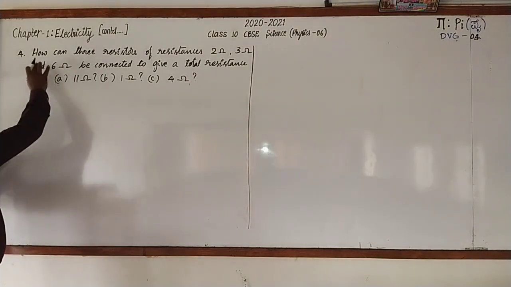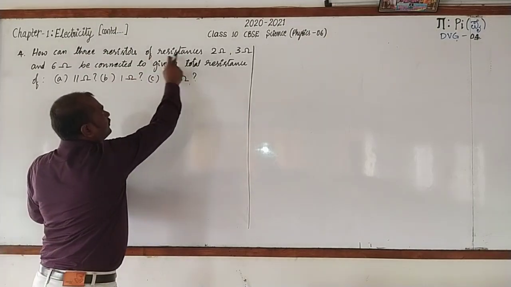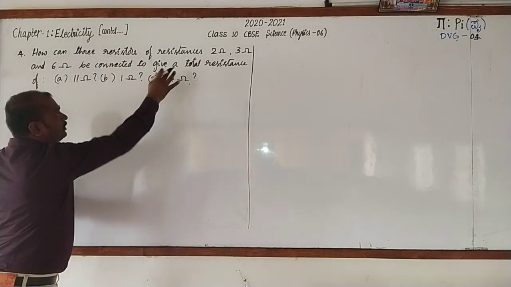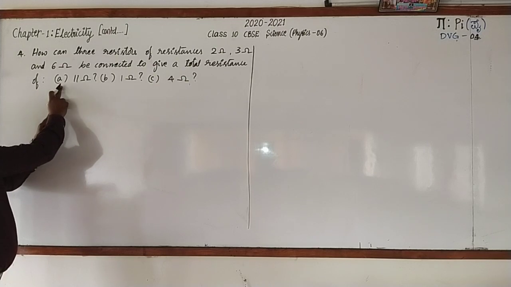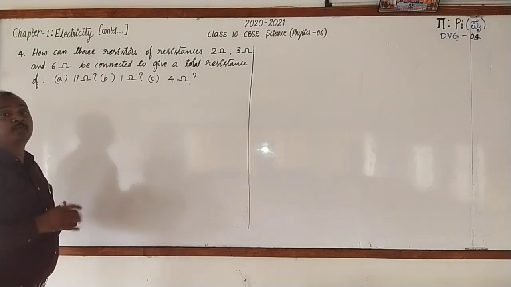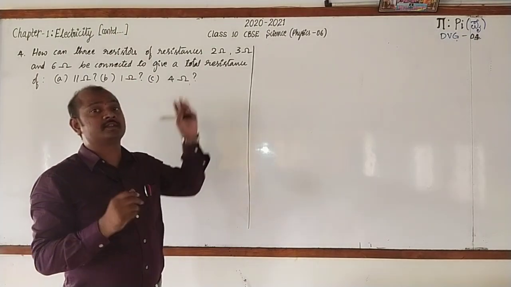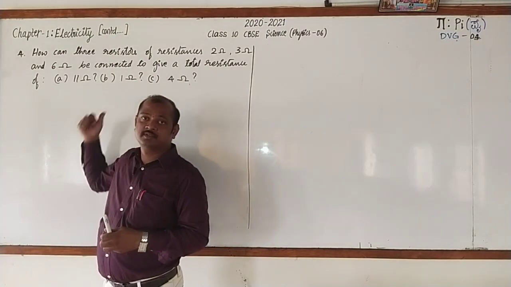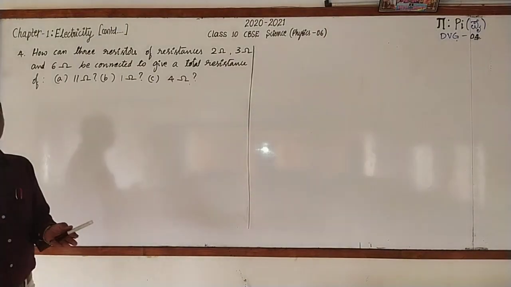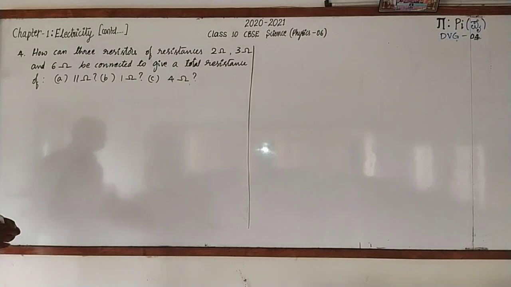See that. Question is, how can three resistors of resistances 2 ohm, 3 ohm and 6 ohm be connected to give a total resistance of first one 11 ohm, second one 1 ohm, third one 4 ohm. Got it? Here they are asking you how you are going to connect the resistors to get these values. Earlier we used to find out the value, but now value has been given, but you are going to tell how they are to be connected. So we have to give the justification as well.